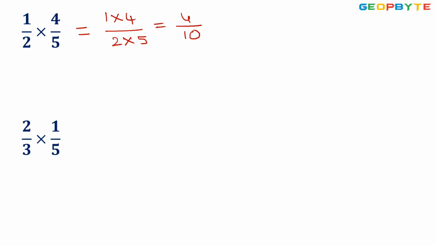Next question. 2 by 3 into 1 by 5. So again, product of numerators. Product of numerators is 2 into 1 by 3 into 5, which is equal to 2 by 15. So the result of 2 by 3 into 1 by 5 is equal to 2 by 15. Next question.